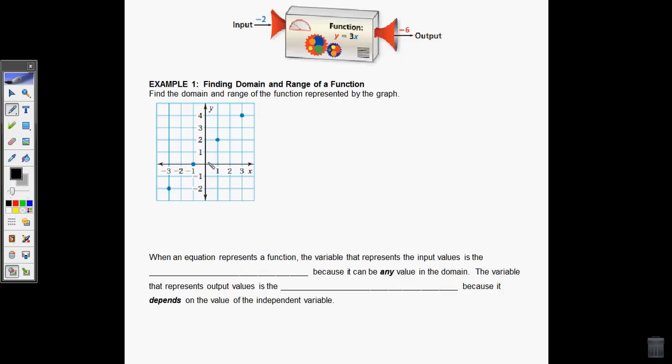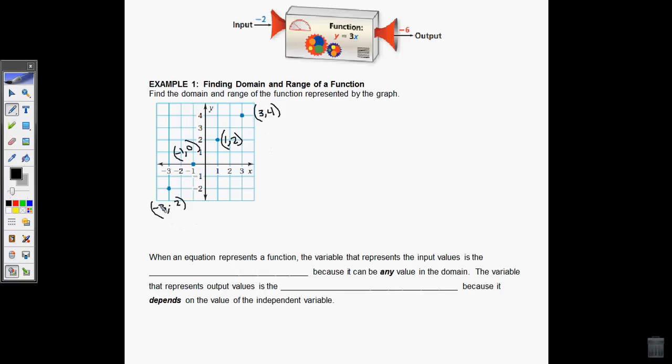What point do I have right here? I have -3, -2. I can write that down here. -3, -2. What other points do I have? I have -1, 0. What other points? I have 1, 2. Very good. And then I have 3, 4. Good. Now all of these are x, y coordinate points.